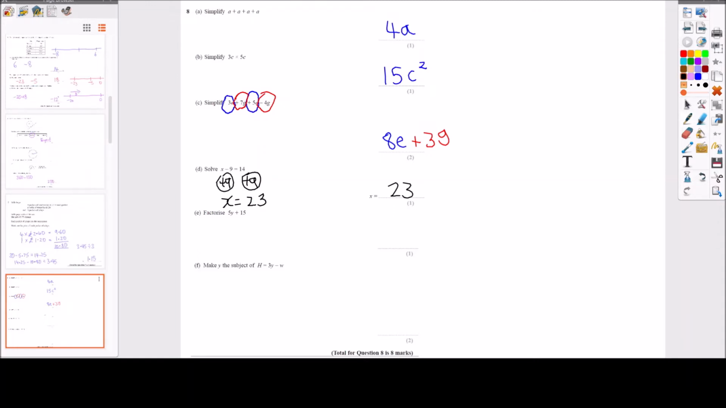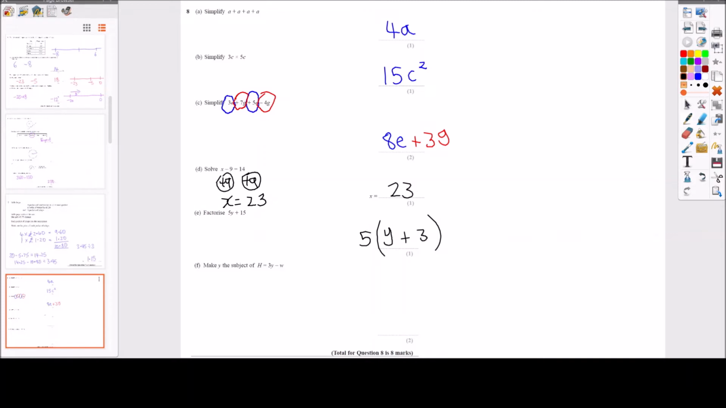Now, factorising, that's when we put the brackets in and take out the highest common factor. What's the biggest number that goes into 5 and 15? It's 5. It's the highest common factor. Open bracket. 5 times what would give us 5y? That is y. Get the sign right, it's a plus. 5 times what would give us 15? That's 3. And you can check the answer.